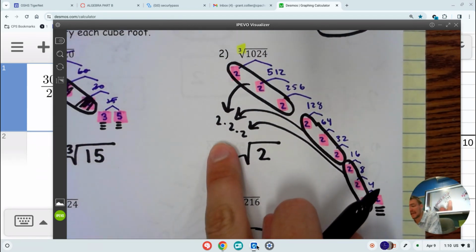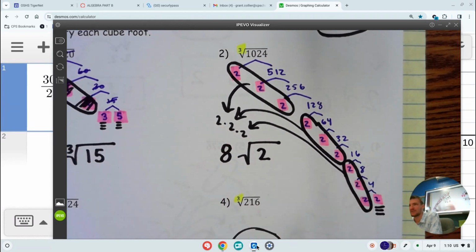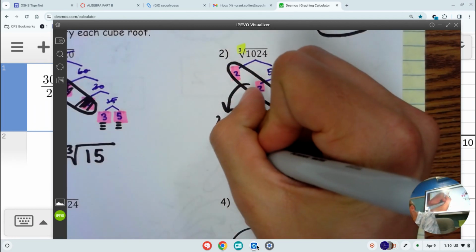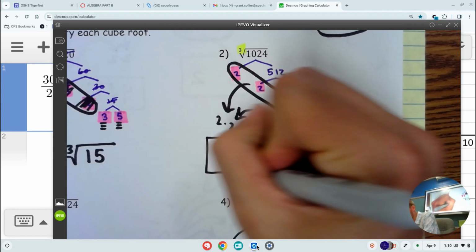The reason it's an 8 is because 2 times 2 times 2 is 8. And the reason it's a 2 is because there's only one little 2 on the inside. Don't forget your little 3 on your cube roots.